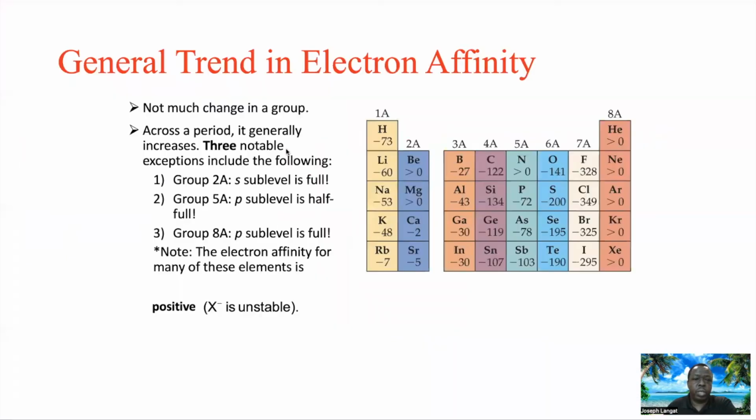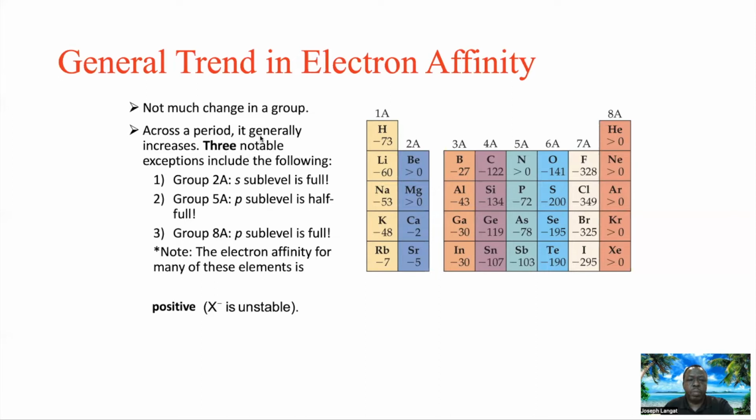The general trend here is that, if you look at the values, the energy given off when an electron is added to a hydrogen atom is negative 73 kilojoules. For group 8, the value is always greater than 0, which means they are positive. You cannot add an electron to group 8. We know group 8 are inert, they do not react.